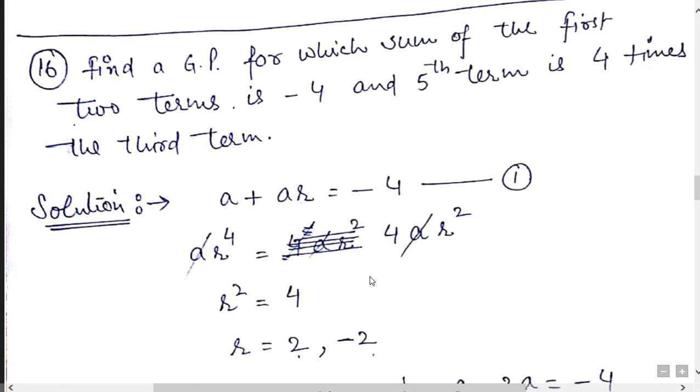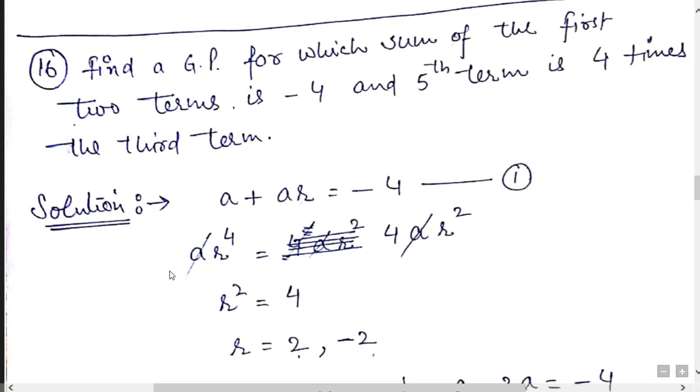Now question number 16. Find the geometric progression for which the sum of the first two terms is minus 4. It means a plus ar can be written as minus 4. And the fifth term is 4 times the third term. What about the fifth term? You can write ar raised to power 4. And what about the third term? You can write ar square.